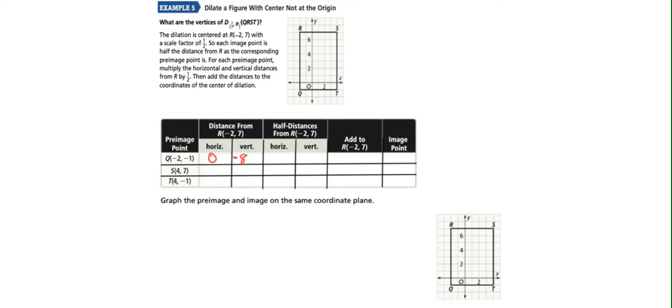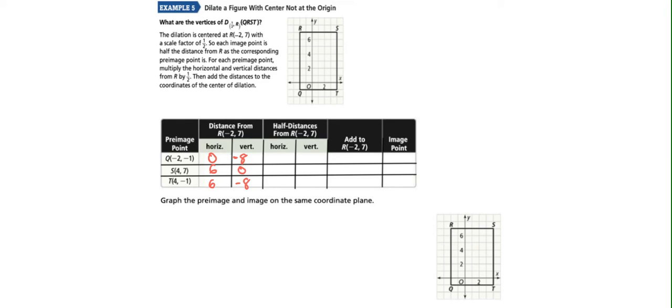Right, now we're going to do it for S. This is at 4, so we're going to the right 6. And then it has the same y value, so there is no vertical. Now T: horizontally, -2 to 4 again is right 6. And then 7 to -1 is down 8.